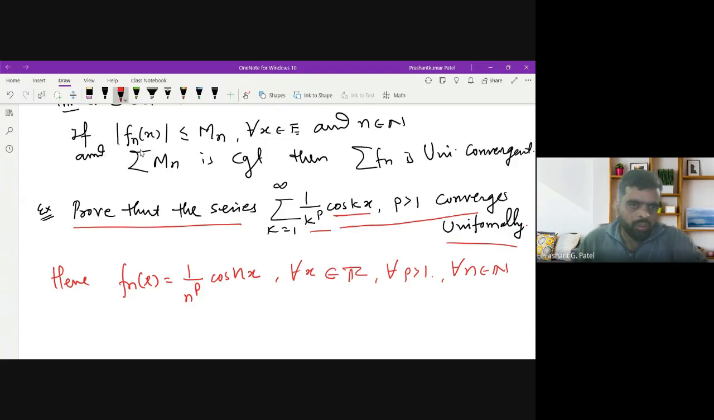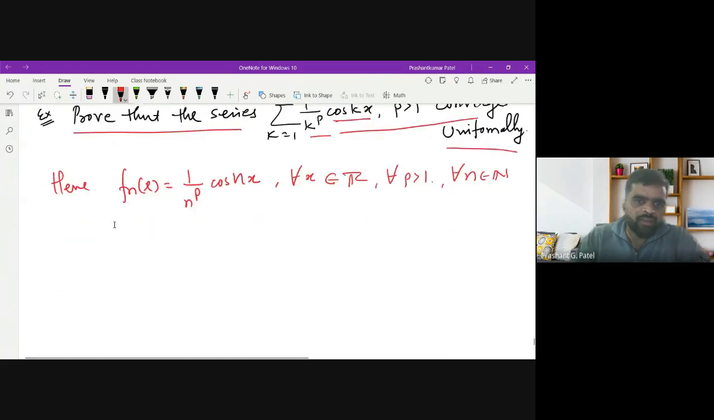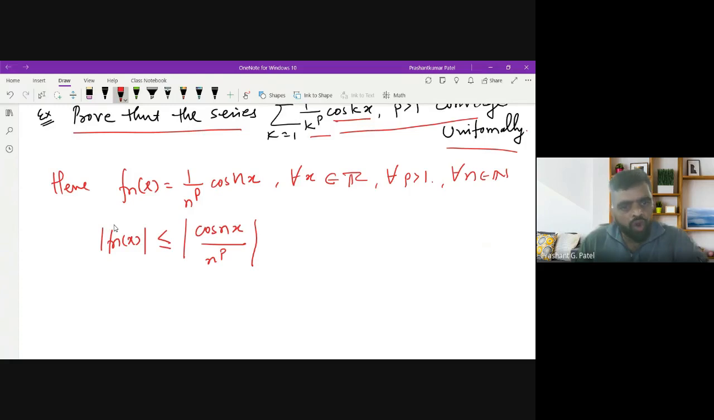Now we have to find, as per the Weierstrass M test, some constant sequence. So this sequence of functions, 1 upon n power p cos nx, will be bounded by some constant sequence. And that can be easily seen: mod of Fn of x is less than or equal to mod of cos nx upon n power p. And we know that cos is always less than or equal to 1. So that's why this is less than or equal to 1 upon n power p, for any x belonging to R.